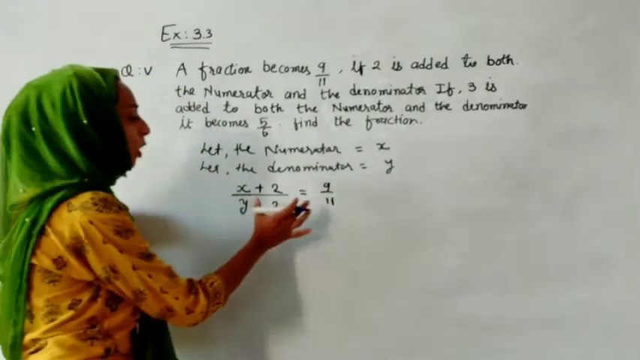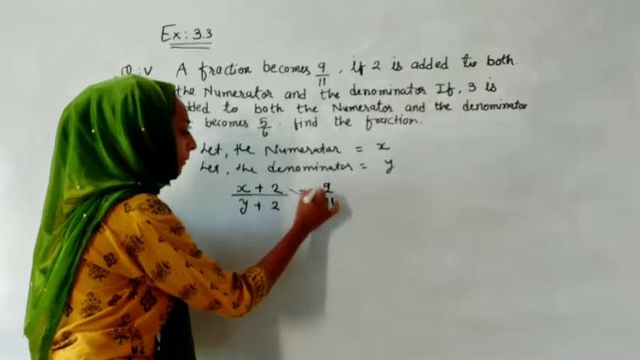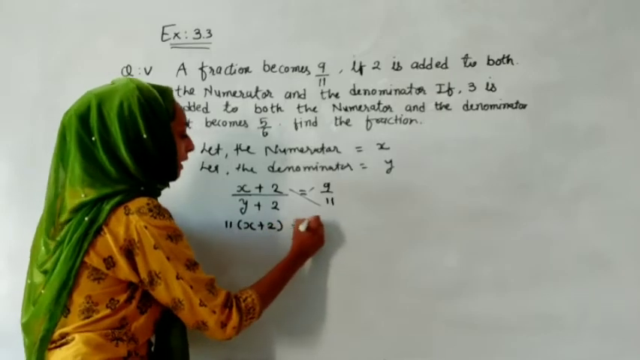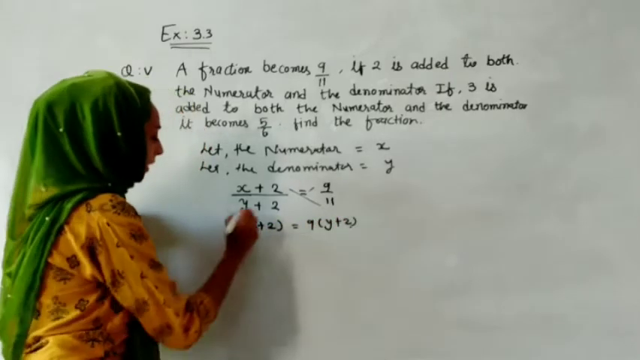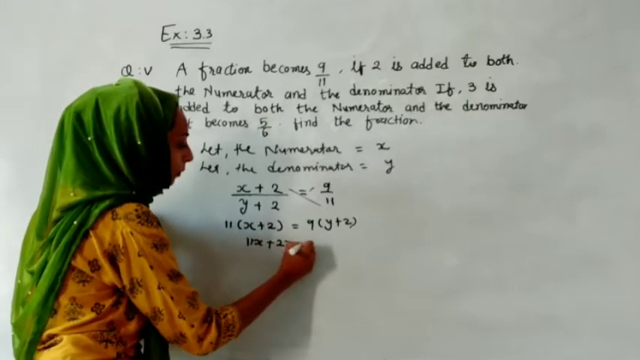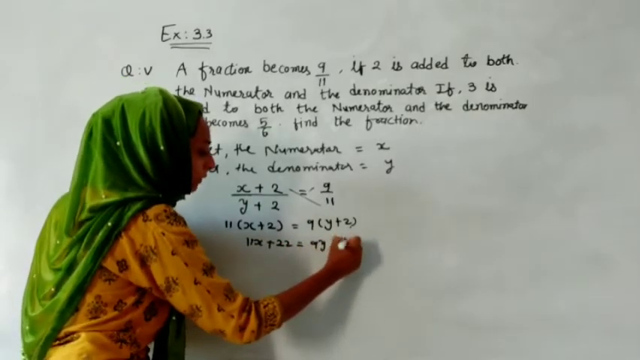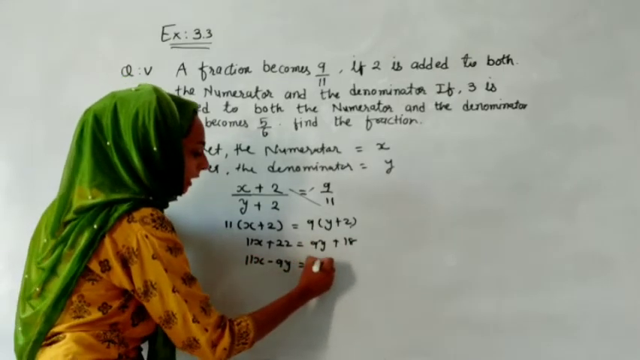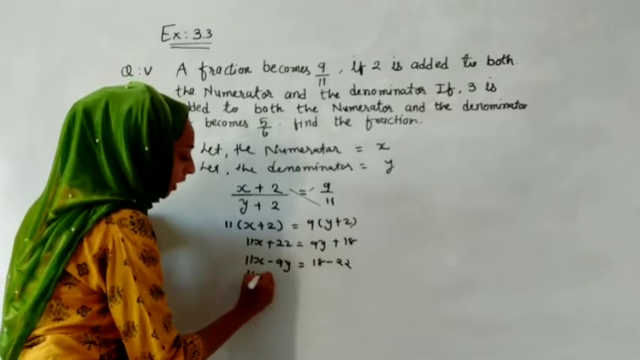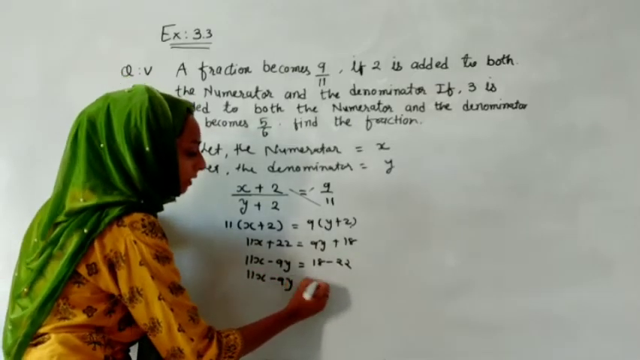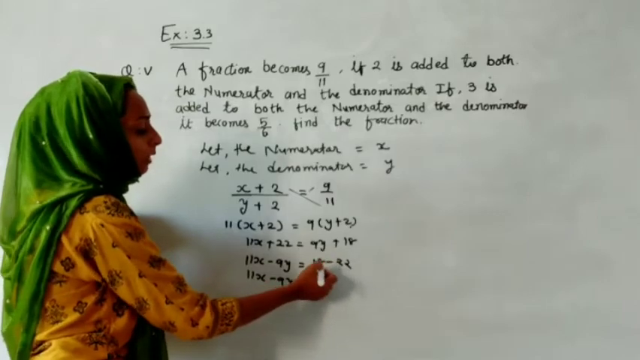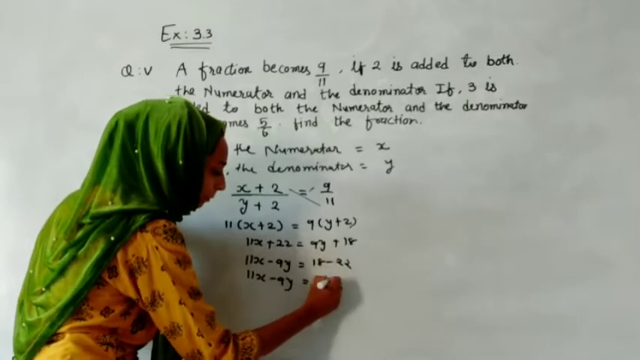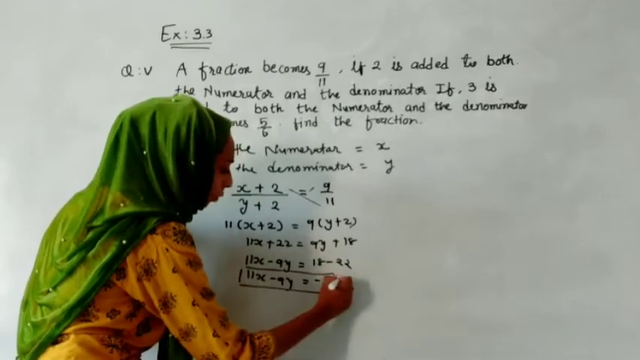Now it is not in the form of ax plus by plus c, so let us do cross multiplication. It will become 11 into (x plus 2) is equal to 9 into (y plus 2). Then it will become 11x plus 22 equals 9y plus 18. So it will become 11x minus 9y, and if I am shifting that 22 to that side, it will become minus. So our equation will become 11x minus 9y. We have to subtract 22 minus 18, so it will become 4, but the symbol of the greater number will be minus, and this will be our equation number 1.